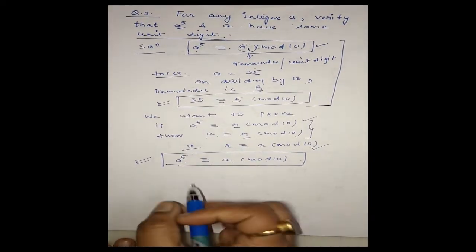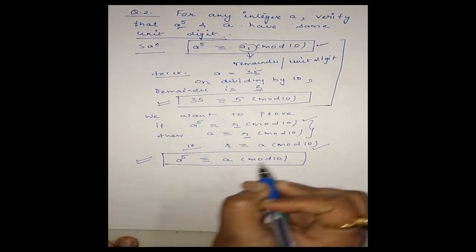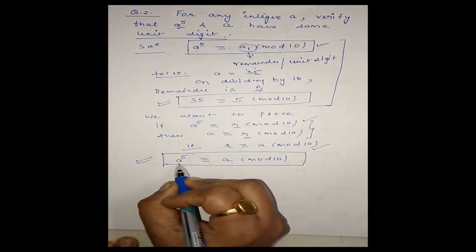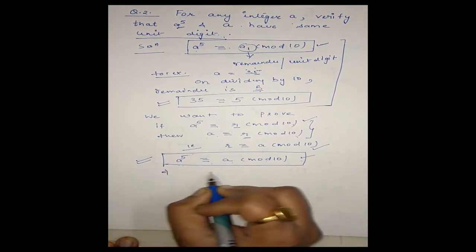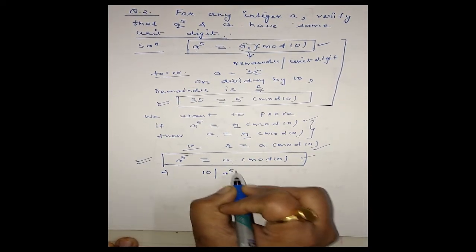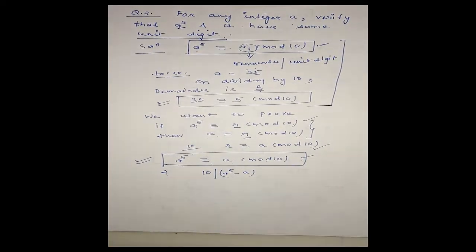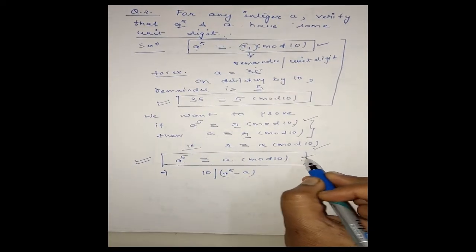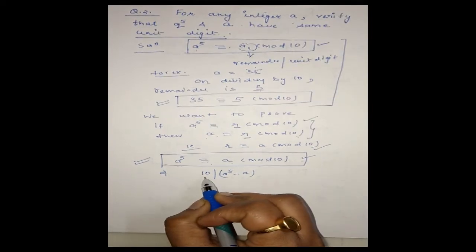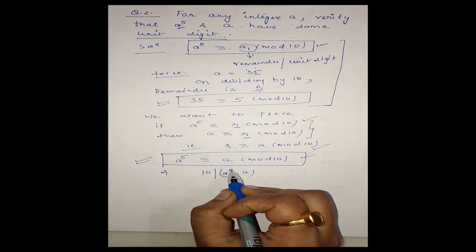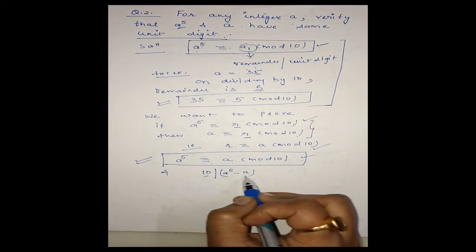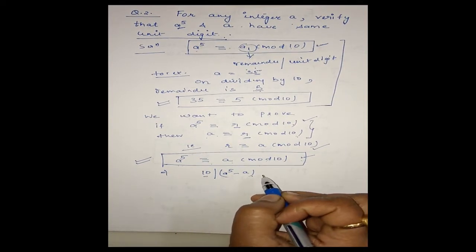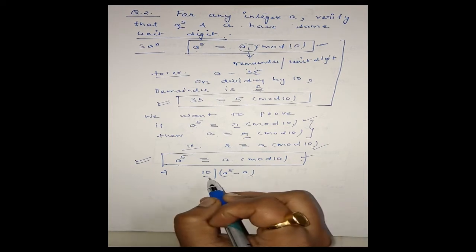This can further be cleared if we see that if we are able to set this congruence, then by definition this will imply 10 divides a power 5 minus a. Now 10 will divide a power 5 minus a when the last digit is 0.